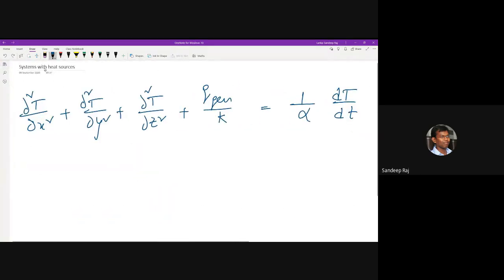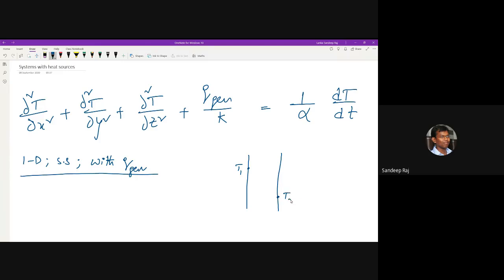This is the generalized heat conduction equation that I have put here. What I will do is consider a one-dimensional, steady state system with generation. Till now, we have considered that the generation is 0. Now I'm not considering that generation is 0; generation is there. I'll consider a slab like this. On the slab there is a temperature T1 here and T2 here, and inside there is some internal heat generation.